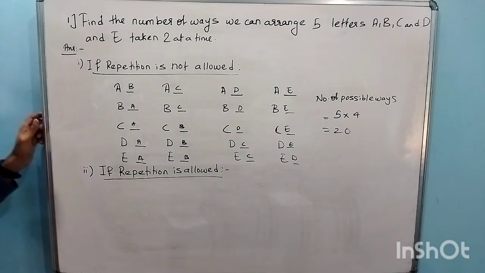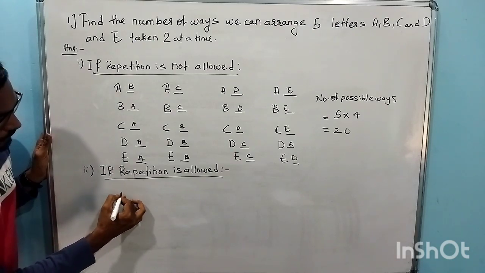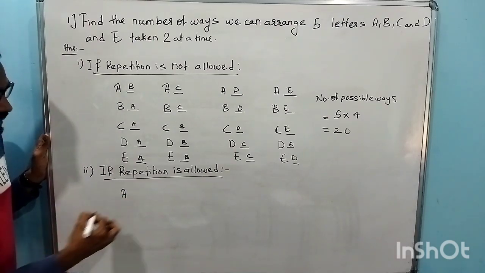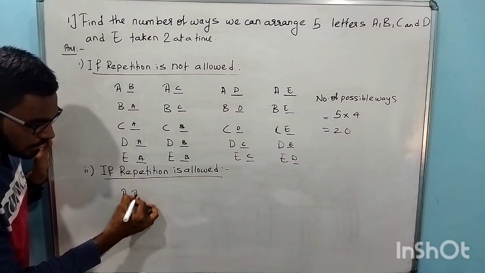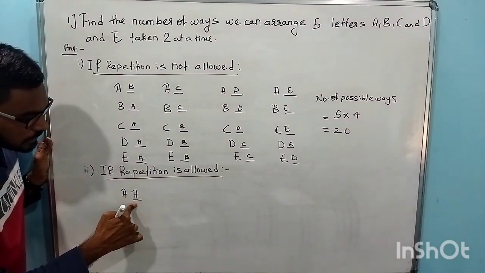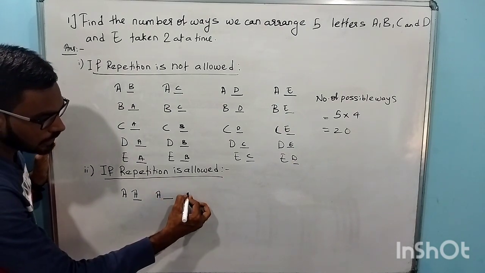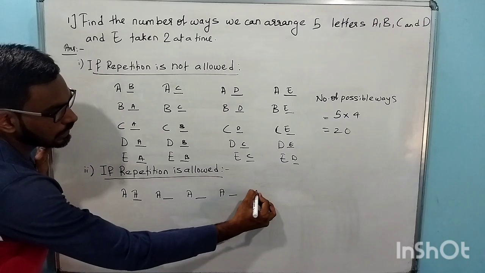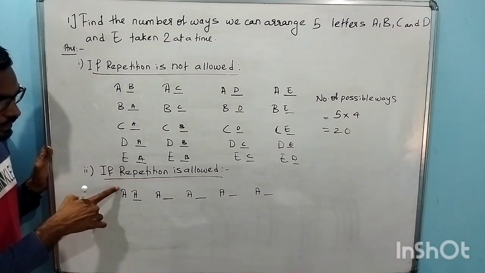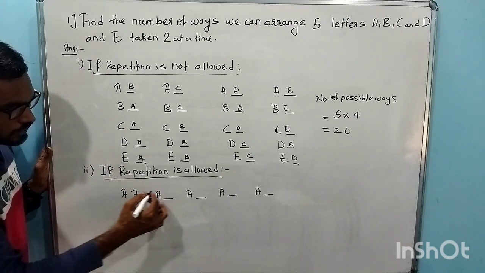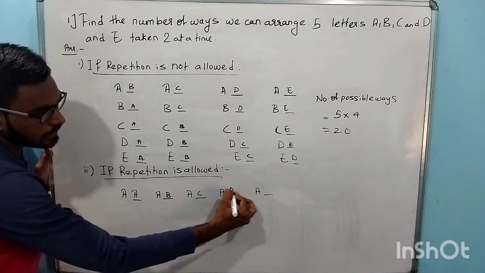Similarly, now if repetition is allowed, then what happens? See, if first place is A, then second place can be A, because repetition is allowed now. Again, we can get A. First place is A, then second place can also be A, then B, C, D and E. So if first place is A, then the second place can be selected in 5 ways only, if there are 5 letters.